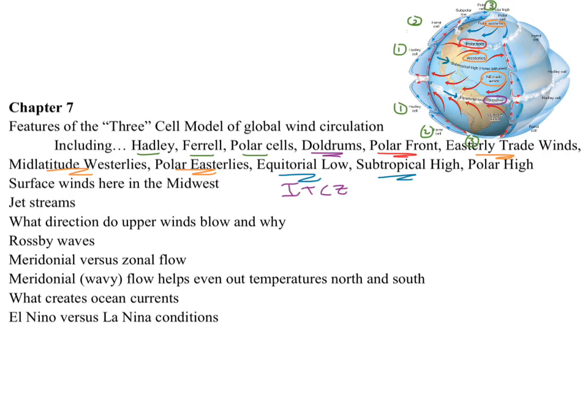Go figure. And then we have those semi-permanent highs associated with the subtropical high, where the air is descending between the Hadley and the Ferrel cell. And then we have the polar high, which is actually at the poles at 90 degrees. Basically, air is descending there. Very good. Then we have surface winds here in the Midwest, the mid-latitude westerlies, right? We're in the Ferrel cell, the mid-latitude westerlies.